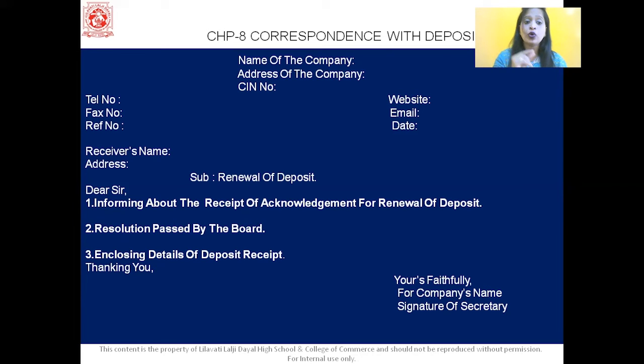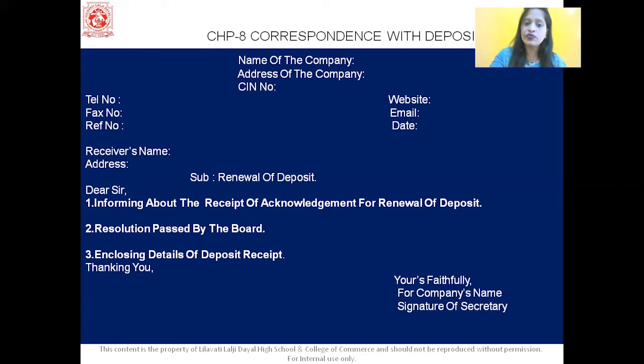Third paragraph, enclosing the details of the deposit receipt. Herein, the secretary is telling the deposit receipt is enclosed along with. Then you have yours faithfully, company's name, and signature of your secretary. So 3 pointers, students, for renewal of deposits. Here we have first that the secretary has received, okay, the application for renewal, as well as he has received the original FDR. Second, the resolution is passed by the board, and third, the deposit receipt has been enclosed.